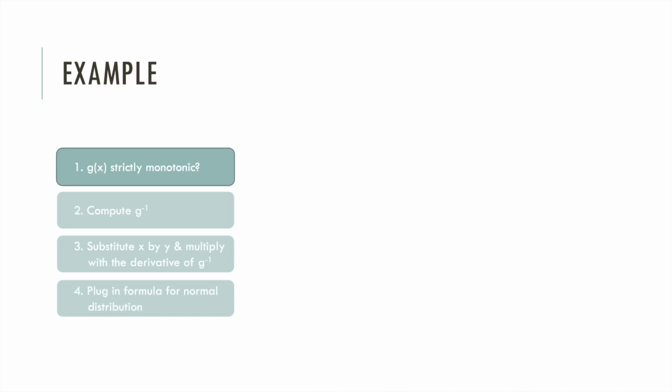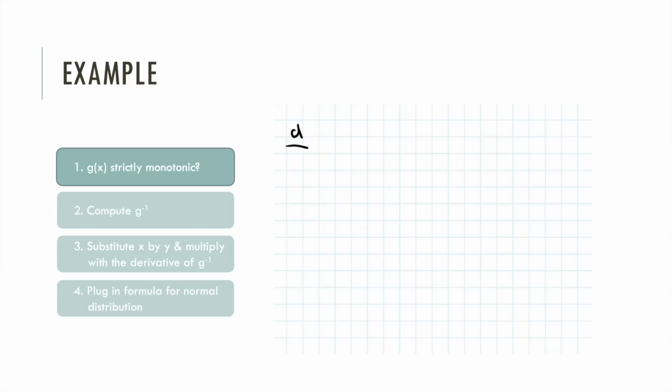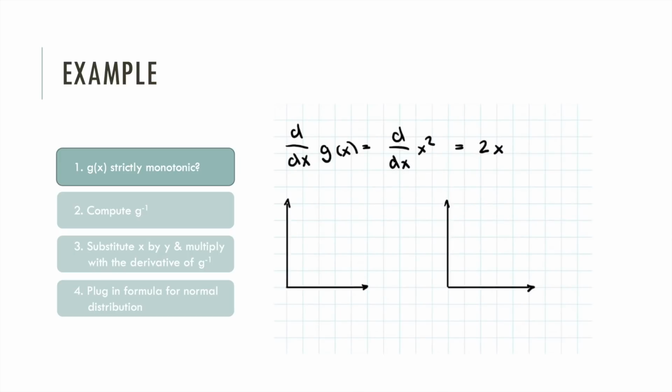The first step, as you know, is to check whether G of X is strictly monotonic. What we have is Px of X and the relation g of x equals x squared. What we want is Py. To check if g of x is strictly monotonic, we must calculate the derivative of g of x to find the slope. The derivative of x squared is 2x. Now we see the difference between what a monotonic graph may look like and what a strictly monotonic graph should look like. On the interval x greater than 0, 2x is strictly monotonic.